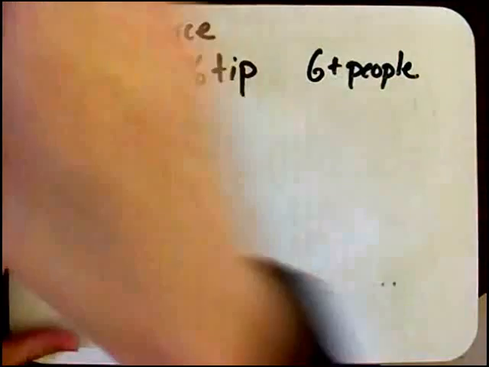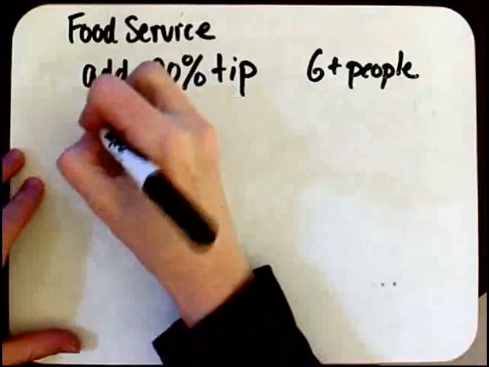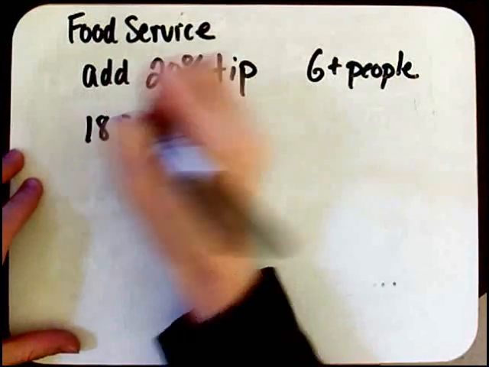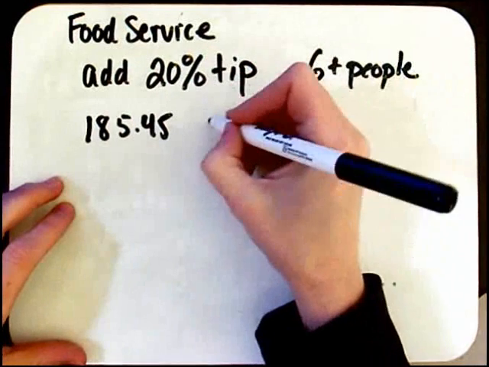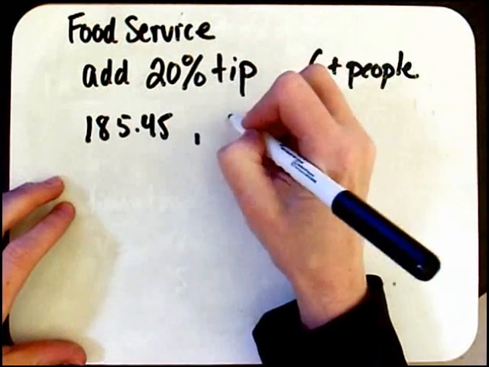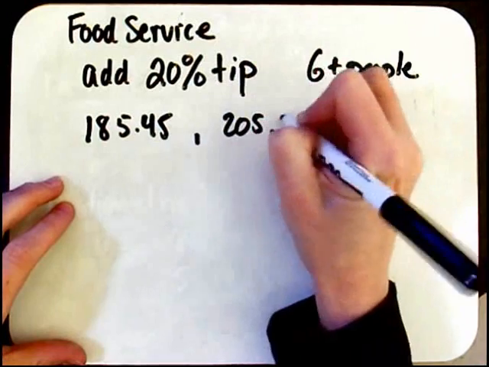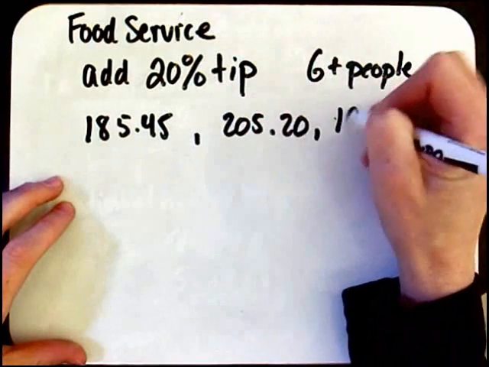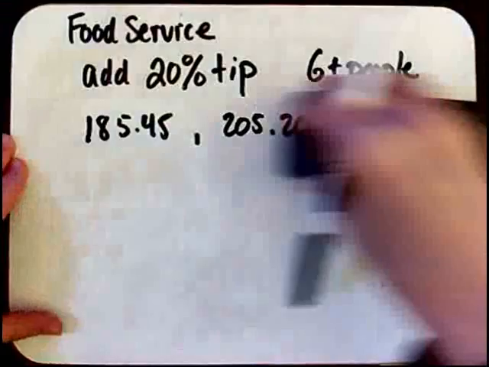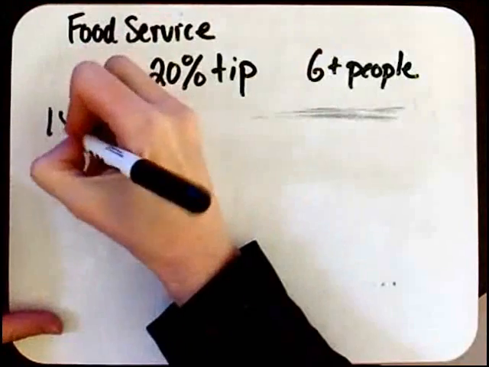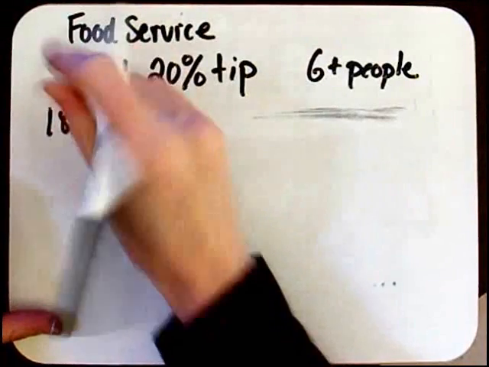Okay, so we have a table, and we have 185.45 is the first party. We have a total of 205.20. We have 195.05. So 185.45.